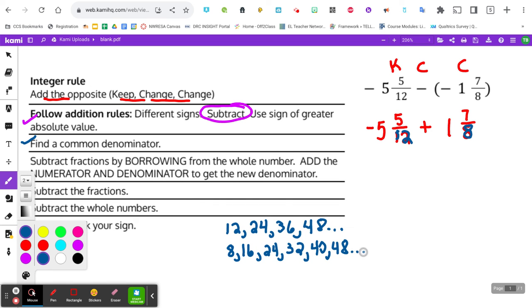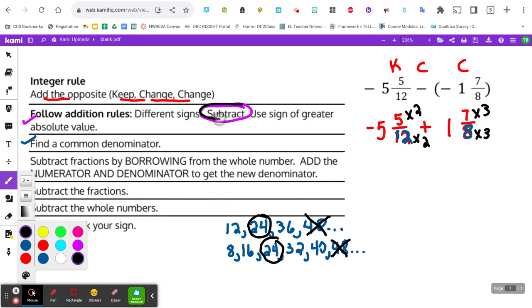Now remember, we're looking for the very first number that we see in both lists. So our common denominator should be 24, not 48. So we are going to think, okay, what I multiply 12 by to get 24, I have to multiply that by 2, and what I do to the bottom, I do to the top. I have to multiply 8 by 3 to get 24, and what I do to the bottom, I do to the top.